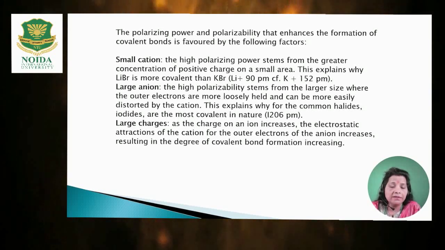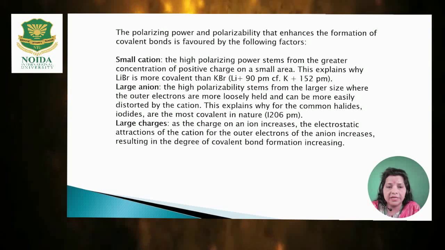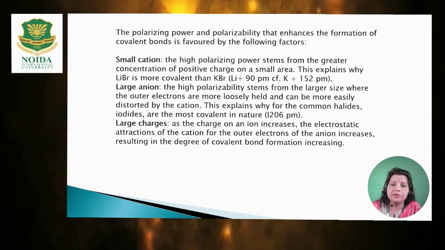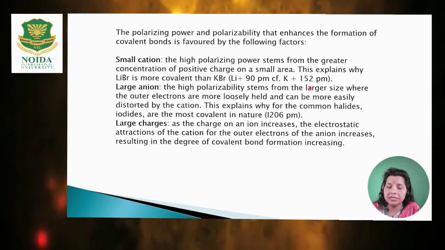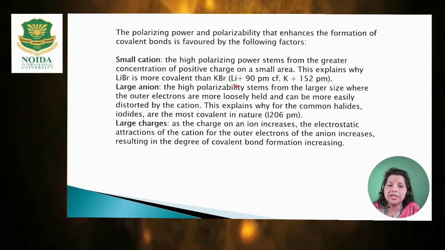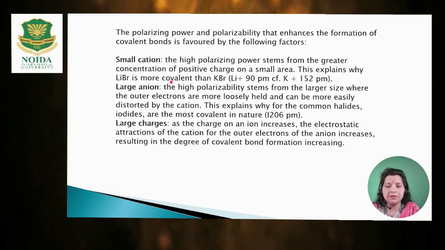Number first, if the size of the cation is comparatively small, then it will have a high polarization power and a great concentration of positive charge on a smaller area, right? This is the reason why lithium bromide is more covalent than potassium bromide, because the size of the lithium cation is 90 picometer, whereas potassium is 152 picometer. The smaller the size of the cation, the more the polarization power of the cation.